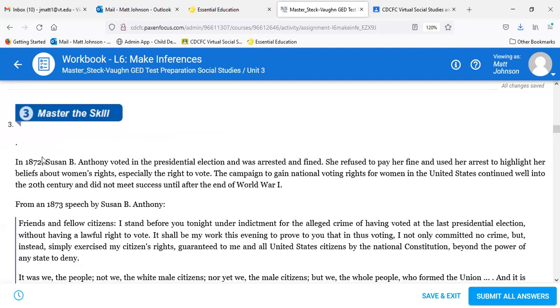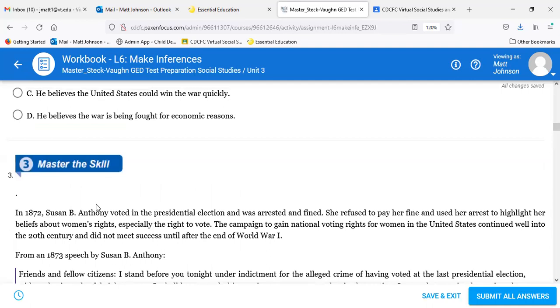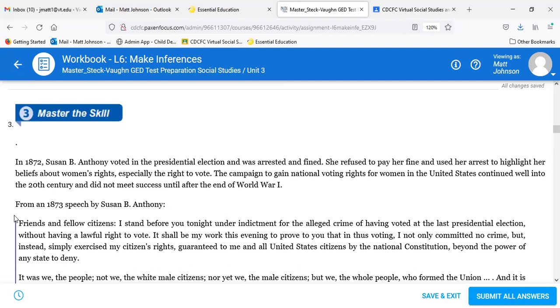And number 3. All right. So I'll read the top here and I'll pass this off. In 1872, Susan B. Anthony voted in the presidential election and was arrested and fined. She refused to pay her fine and used her arrest to highlight her beliefs about women's rights, especially the right to vote. The campaign to gain national voting rights for women in the United States continued well into the 20th century and did not meet success until after the end of World War I. Christiana, you want to read her message, her speech here?